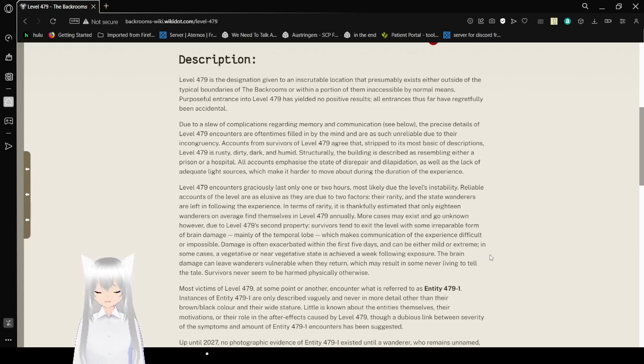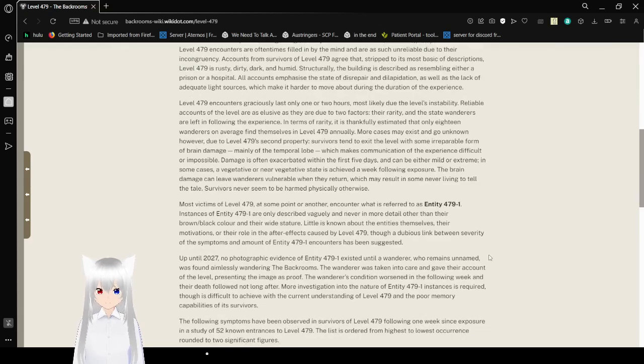Due to a slew of complications regarding memory and communication, see below, precise details of Level 479 and encounters are oftentimes filled in by the mind and are, as such, unreliable due to their incongruency. Accounts from survivors agree that in terms of its most basic description, Level 479 is rusty, dirty, dark, and humid. Structurally, the building is described as resembling either a prison or a hospital. All accounts emphasize the state of disrepair and dilapidation, as well as the lack of adequate light sources, which make it hard to move about during the duration of the experience.